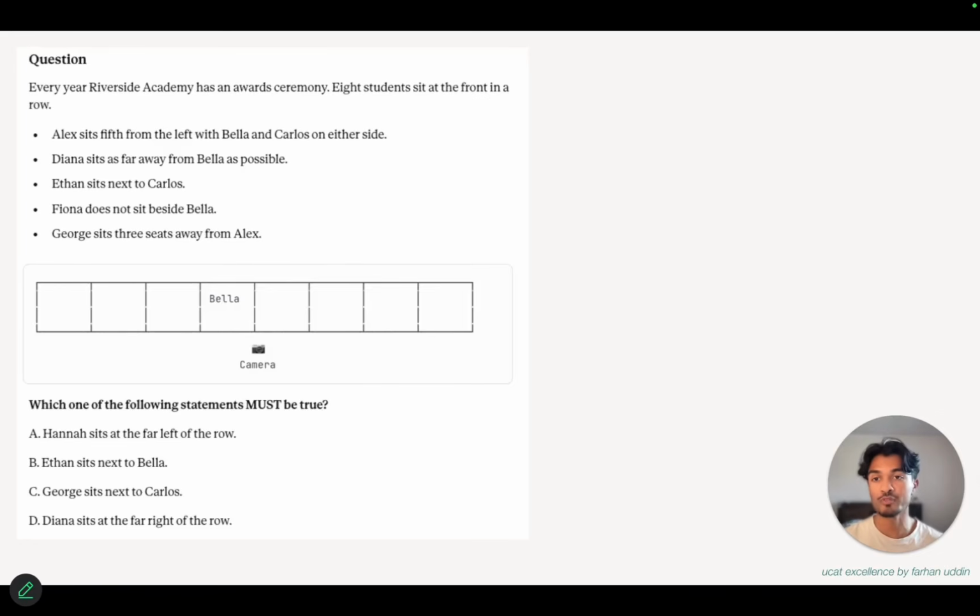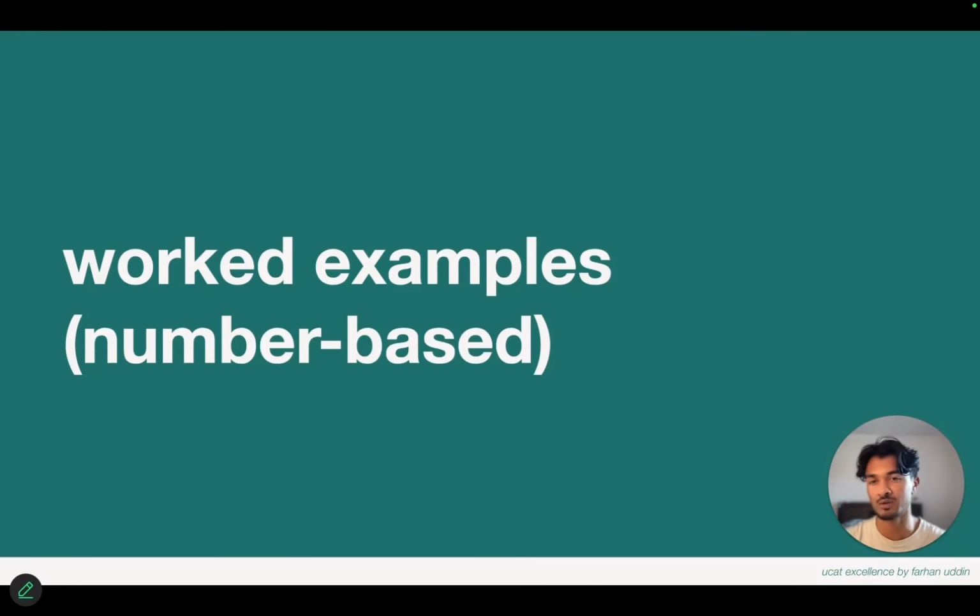So far, we've gone through logical puzzles when it comes to statement-based questions. Basically, every single one of the questions we've done so far has been statement-based. But there are going to be some questions which are a bit more number-based. So let's work through those now.